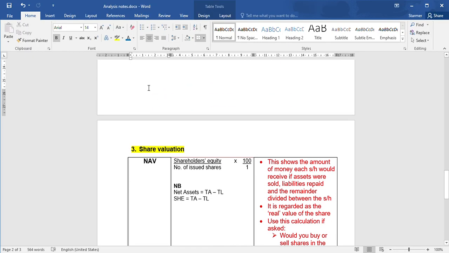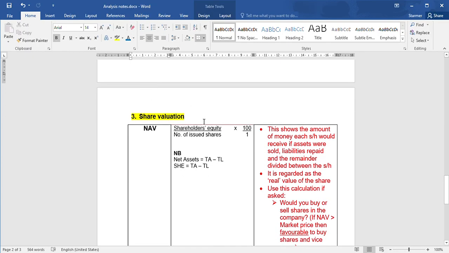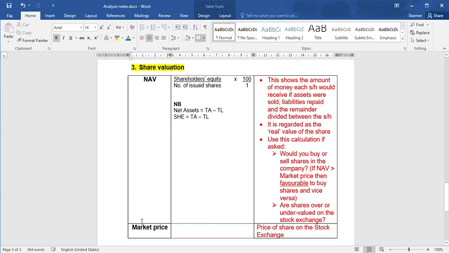Right, then the last lot here is your share valuation. Here I'm talking about net asset value per share. Just before I get to that, the market price of a share is the price on the stock exchange. The price on the stock exchange is determined by supply and demand. If there's a high demand for shares, then the price of the shares will go up because people will be prepared to pay more. On the other hand, if there's a lot of sellers, a high supply, then they will need to drop their prices if they want to sell their shares.